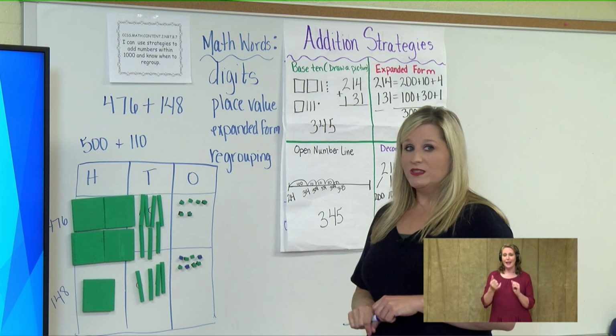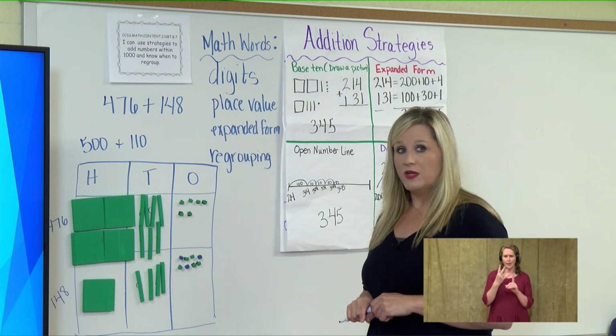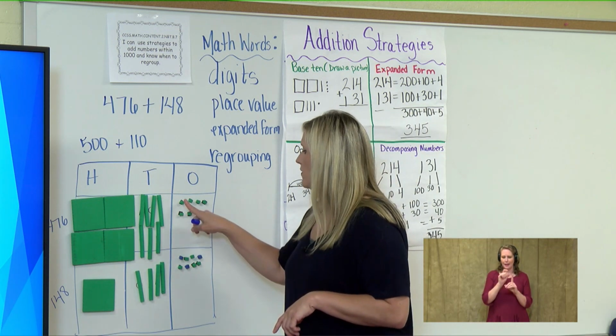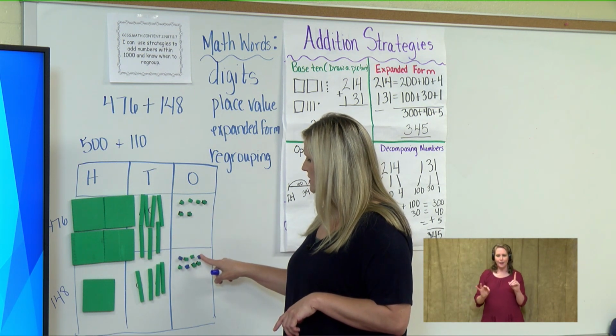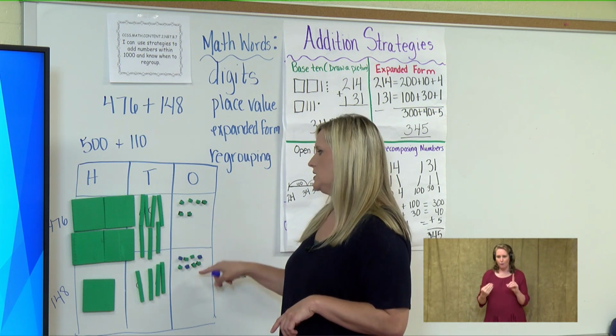And now how many ones do we have? We have a good bit of ones, don't we? Let's count our ones together. 1, 2, 3, 4, 5, 6, 7, 8, 9, 10, 11, 12, 13, 14.